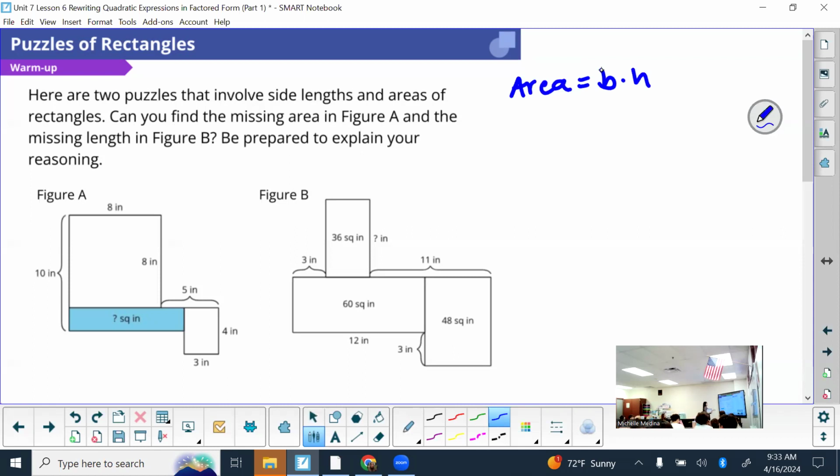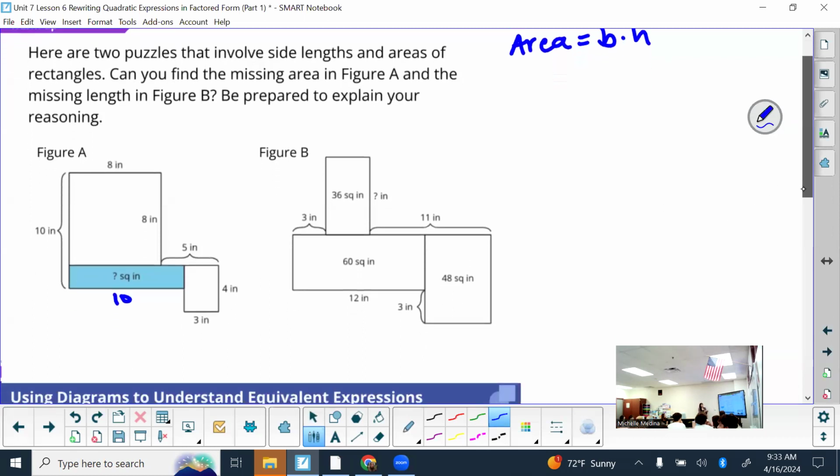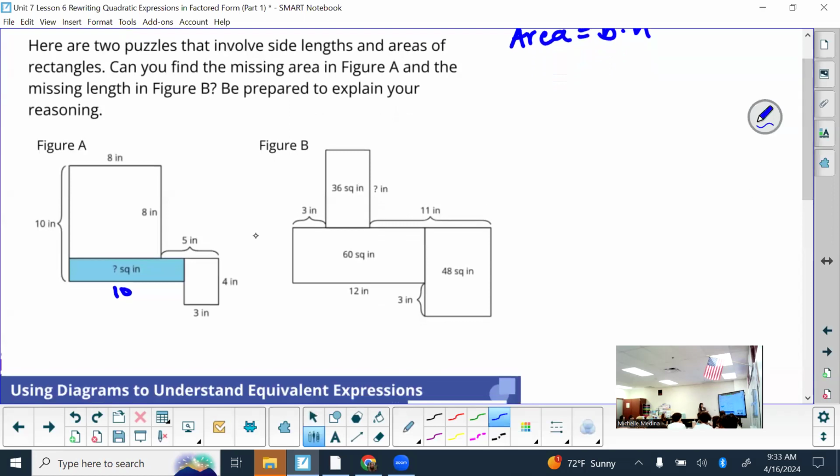So this is the one we're trying to find the area of. Can anyone tell me one or both of the dimensions of it? 10. So let's problem solve our way through that. That's probably this longer side for the 10. And Ryder, how'd you find that? There's an 8 at the top.